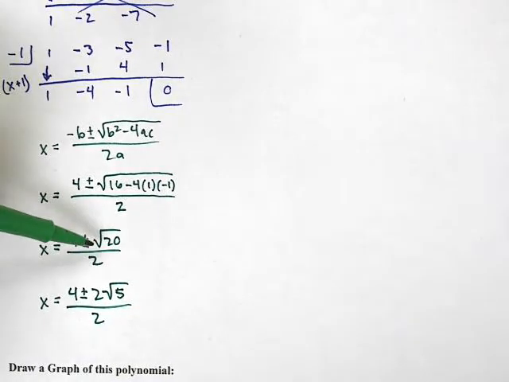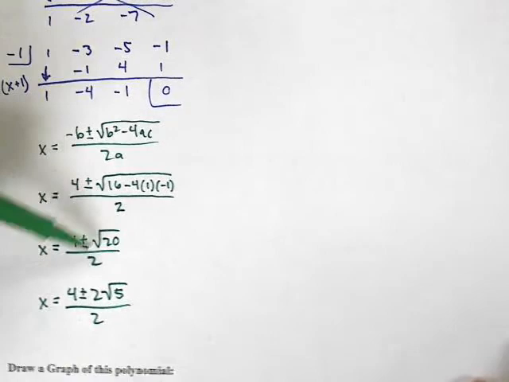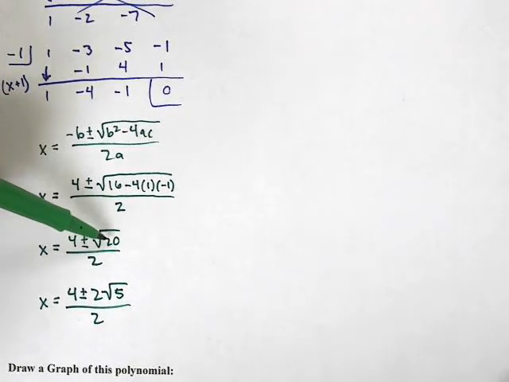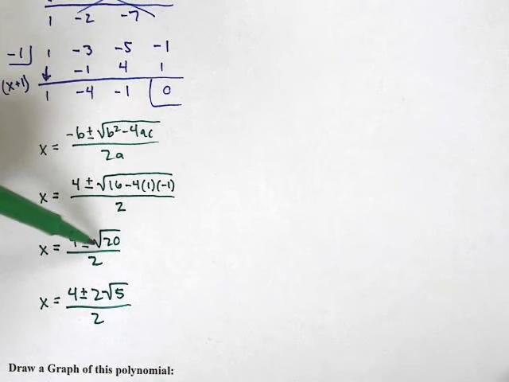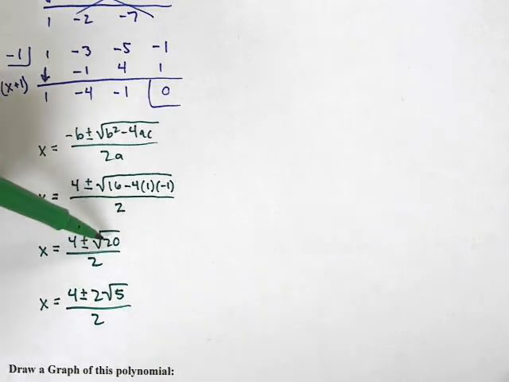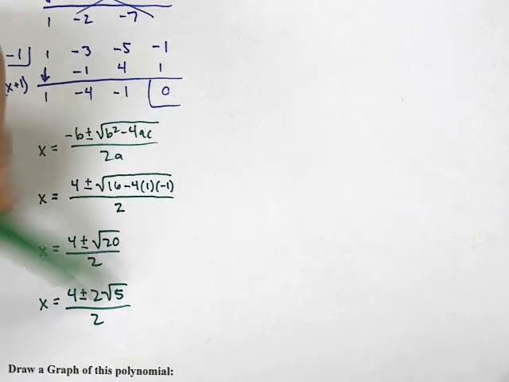Please ask me in class if you don't remember. Actually, never mind, I'll just talk now. Remember that if you have the square root of 20, you can take out a square root of 4, or you can split up 20 into 4 and 5, and the square root of 4 is 2. So we can simplify that.